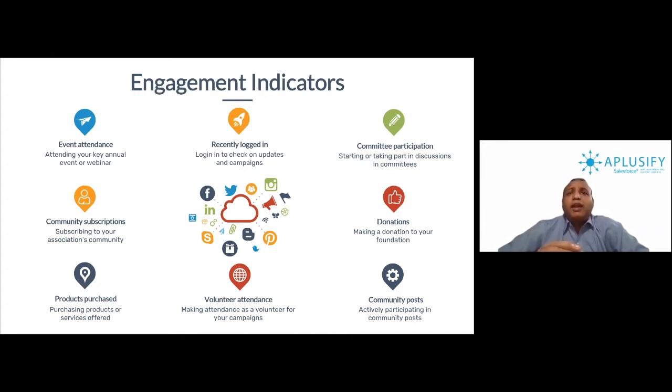Community posts and logins, on how many times a user is actually updating and logging into your campaigns. So you can have all of these parameters, or you can have more indicators depending on what your association does and how it wants to engage with the members. So this is an example of the number of ways a member can engage with an association. You can have more ways. You can pick just 4 or 5 ways that you want, but you should be very clear on the engagement indicators that you have for your association.